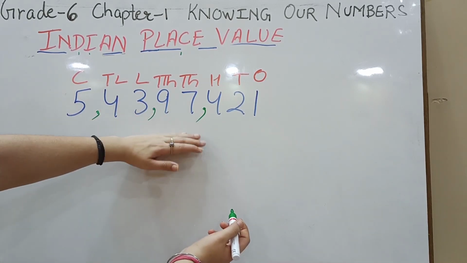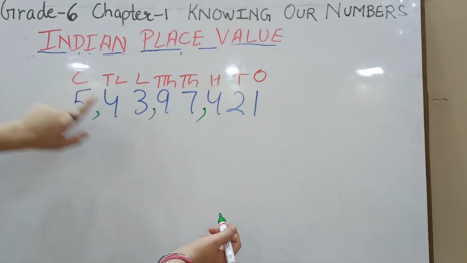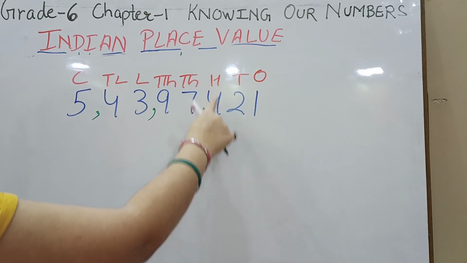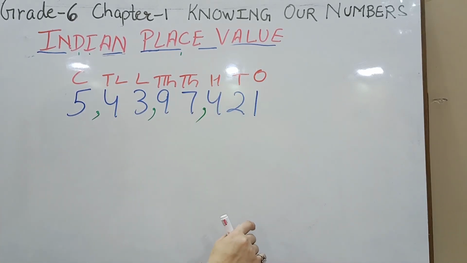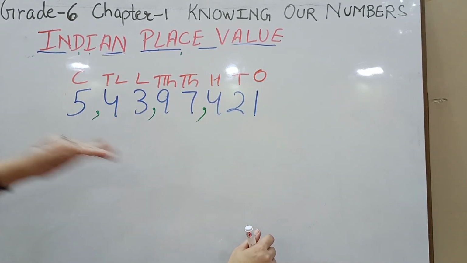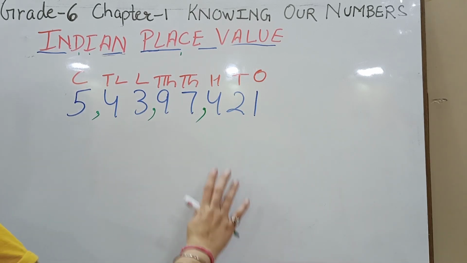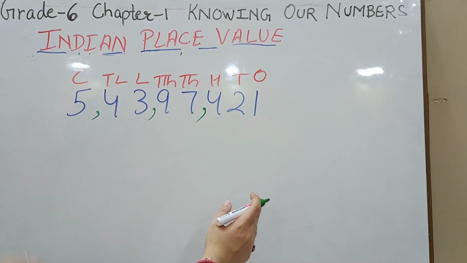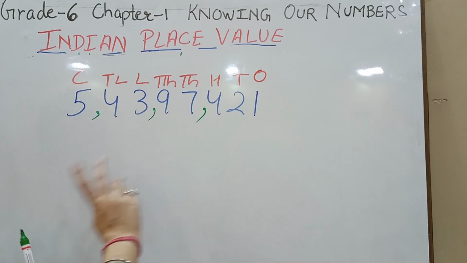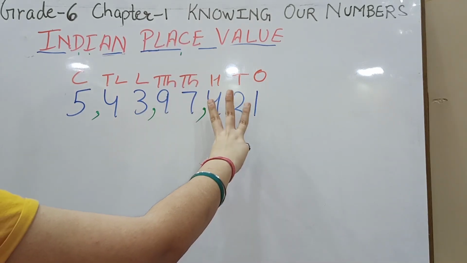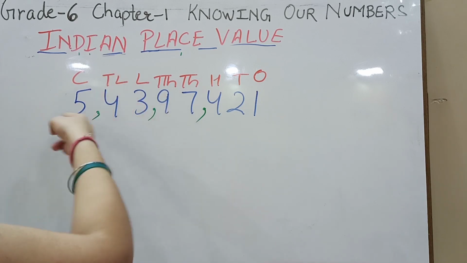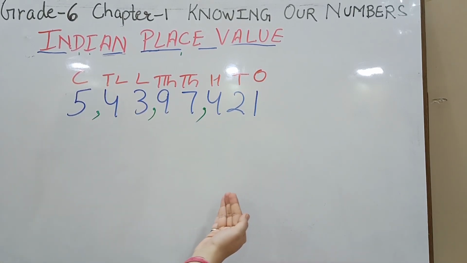So how are you going to read this number? This is 5 crore 43 lakhs 97,421. So this is how you're going to write the number name of this according to the Indian number system. If you get any question where they have given you a number and asked you to insert commas using Indian number system, remember in Indian number system you're going to insert commas 3, 2, 2, comma. Then the next step is to name it.